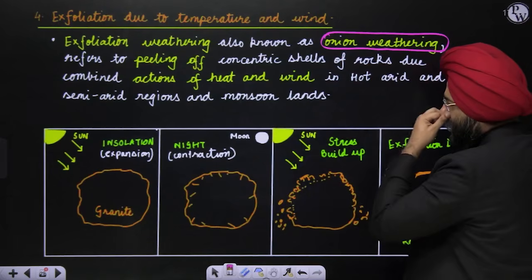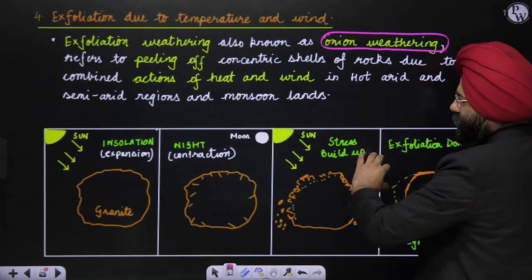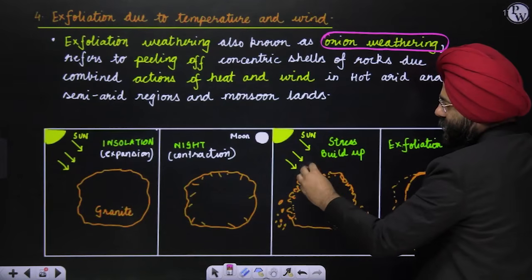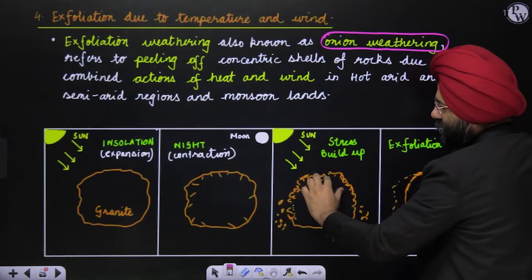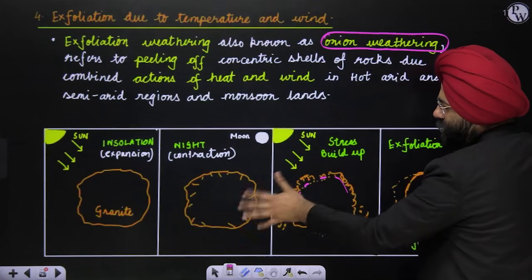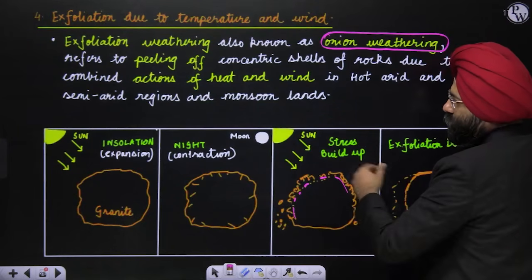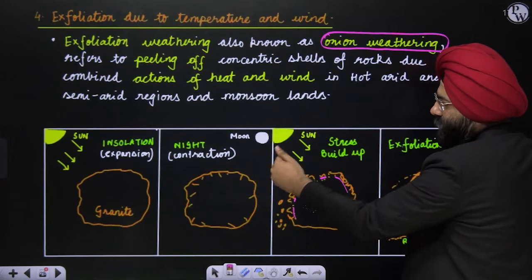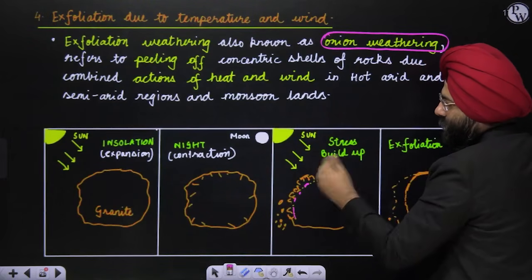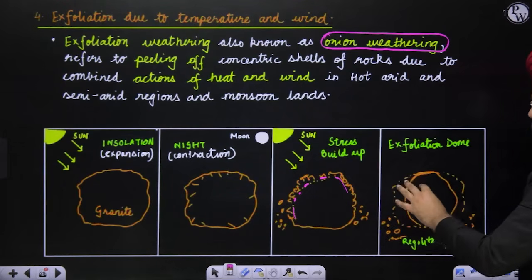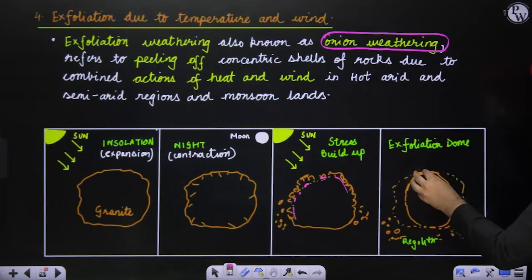Then again, what will happen? Next day, during the daytime, certain parts will again expand, because of which the outer layer will be removed because of the wind also, because the wind will act on it along with the temperature variation and development of cracks. And wind will further remove all these small fragments that are outside. It is like peeling of the layers. Now this remaining part is known as the exfoliation dome.